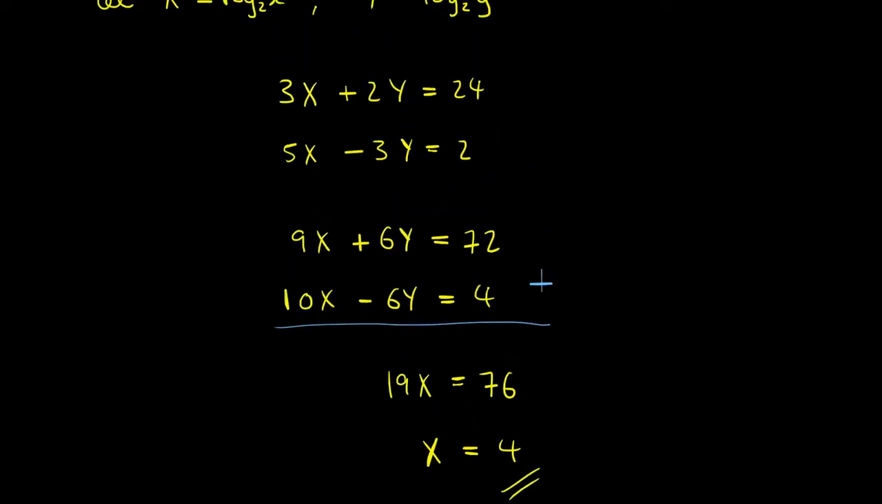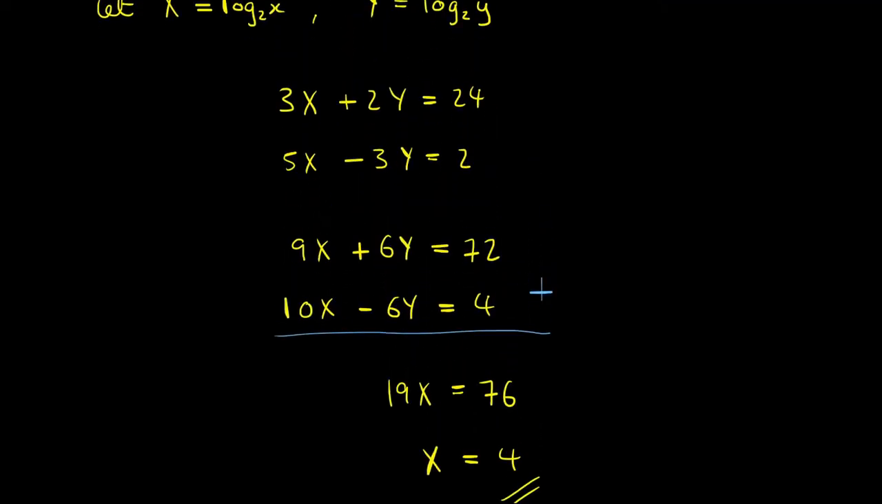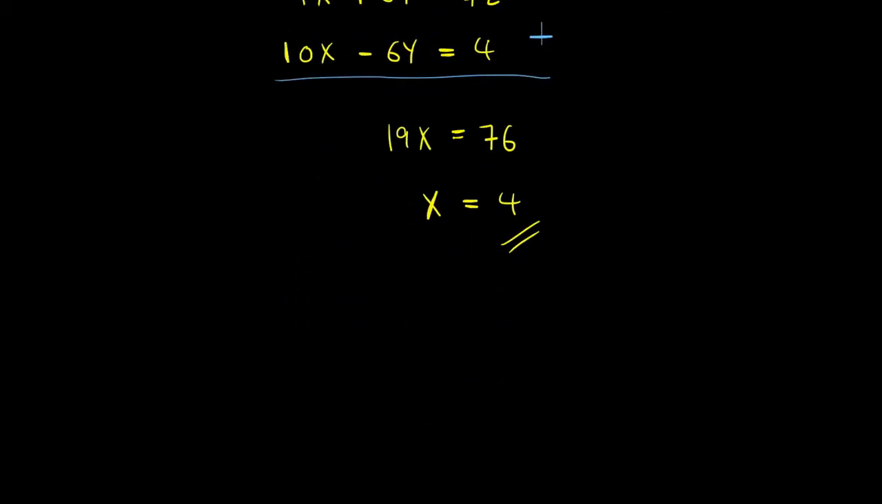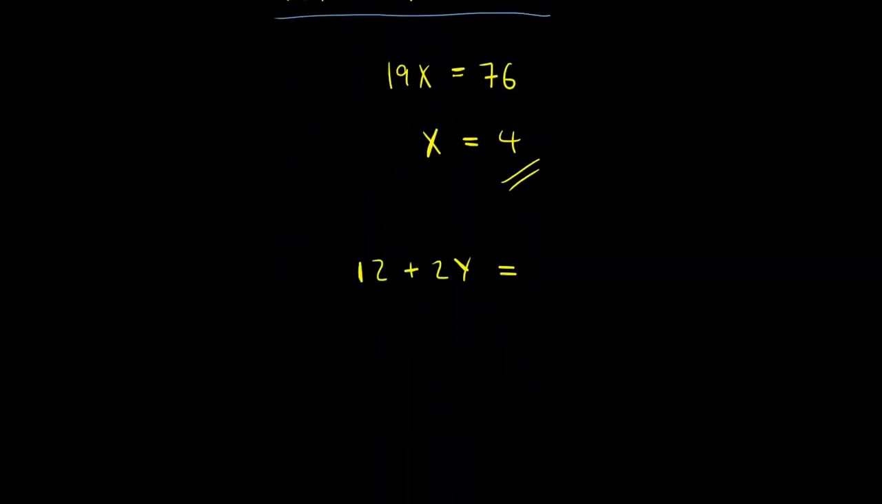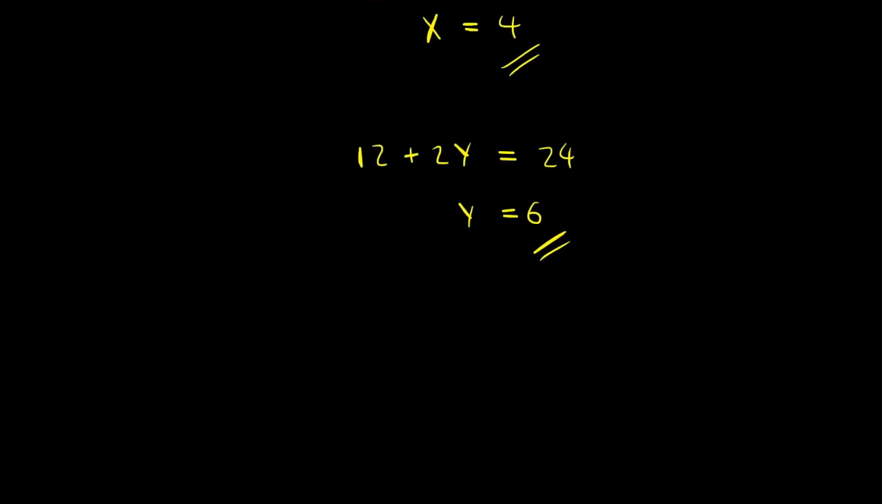Okay, if x is 4, we can substitute in. I'll substitute it into the top one, I think. So 3 times 4 is 12. So 12 plus 2y is equal to 24. So 2y is going to be equal to 12, y is going to be equal to 6. Okay, so we've got big X and big Y. Well, how do we go from there?